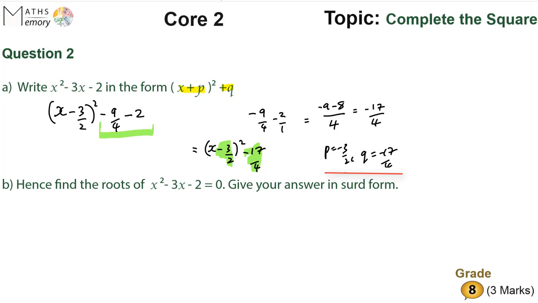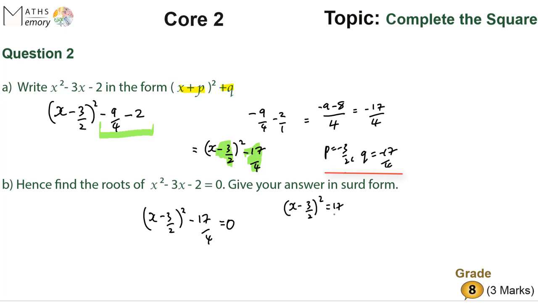So let's look at part B. Part B is a bit more complex. It's asking us to find the roots of the equation. The roots simply mean the solutions, the answers of finding x, basically. So let's use our answer for part A and see what we can do to find the roots, two values of x, because obviously it's an x squared function. So next step, let's make it equal to 0, because the roots always happen when y equals 0. It crosses over the x-axis. Let's get this minus 17 over 4 to the other side: (x minus 3 over 2) squared equals 17 over 4.